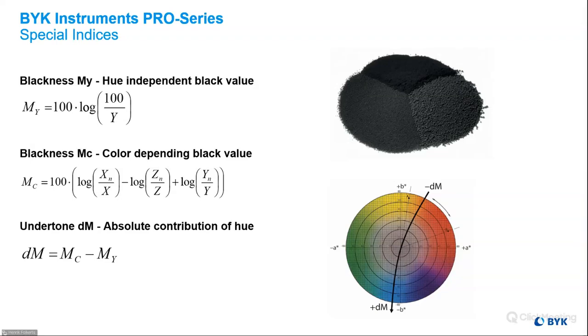So this is a nice picture. You see positive values for DM correspond with a bluish shade. The higher the number, the bluer the shade. And negative values for DM describe a brownish shade.